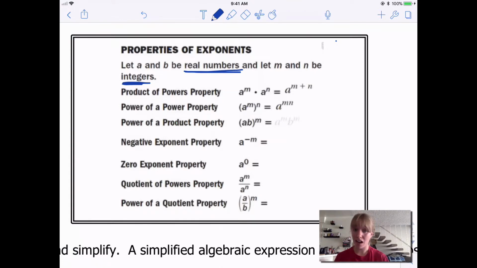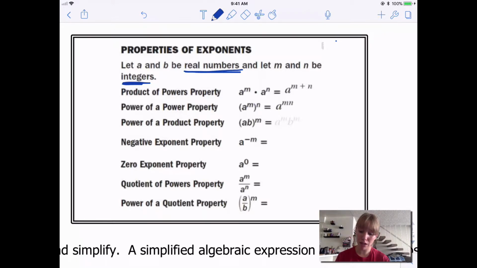So a and b can be any number. m and n, our exponents, are going to be actual integers. So the first thing is the product of powers property. Here we have the same base, a and a, but I'm multiplying them.